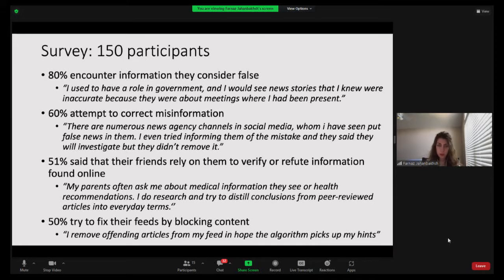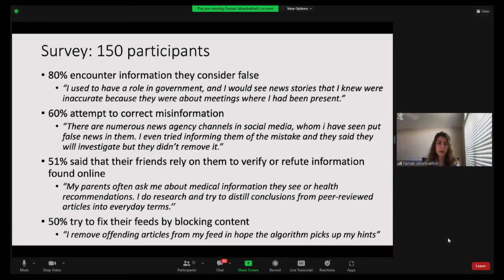Okay, so to understand if there are needs for these affordances, we surveyed a diverse set of more than 190 users about their current practices sharing and reading online news and content. And we found that over 80% of users encounter content that they know to be false, at least occasionally. And they judge these pieces of information as false based on various rationales. For example, because they have domain knowledge on the subject, or because they have first-hand knowledge. For example, one participant says that I used to have a role in government and I would see news stories that I knew were inaccurate because they were about meetings where I had been present.